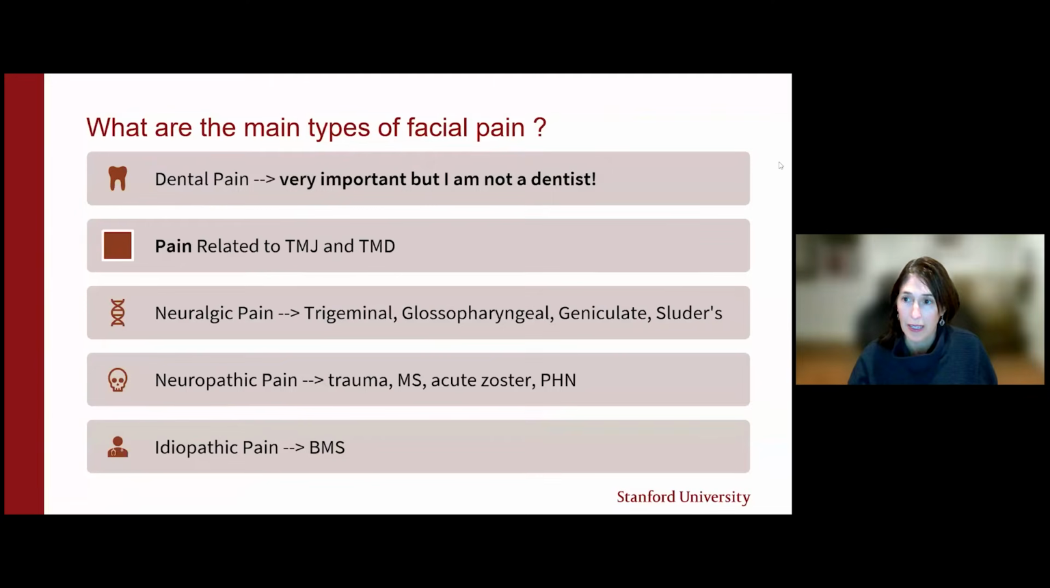So let's talk about facial pain. There's a lot of different types of facial pain, and these are sort of the main types as I see it and break it down. Dental pain is by far the most common type of facial pain, and this is a very, very important type of facial pain, but not one I can really help you with because I am not a dentist. That being said, it's important to not forget that facial pain can often be caused by the teeth.